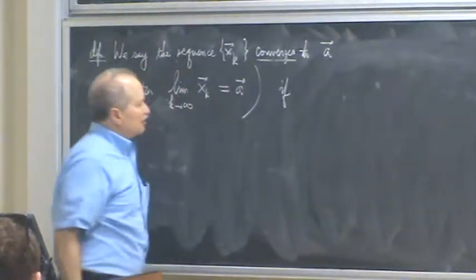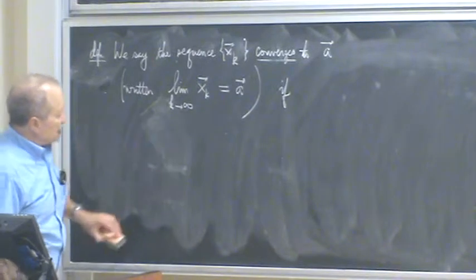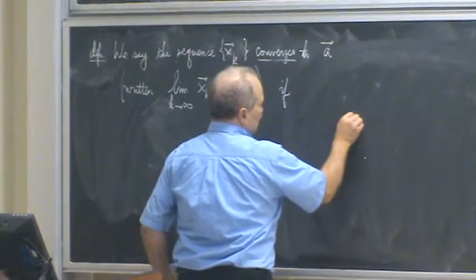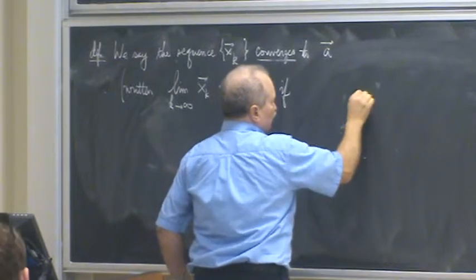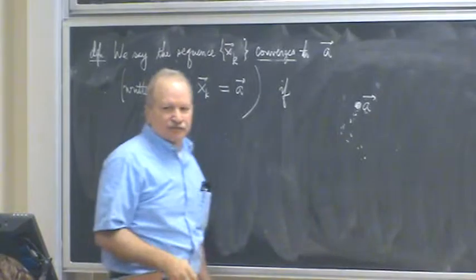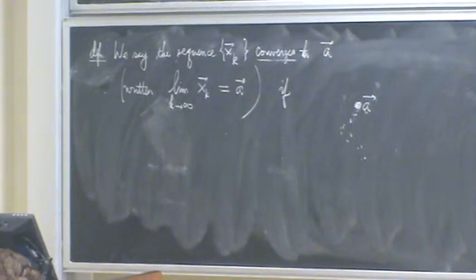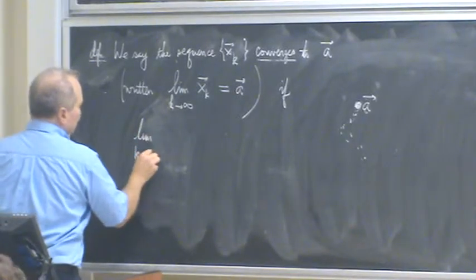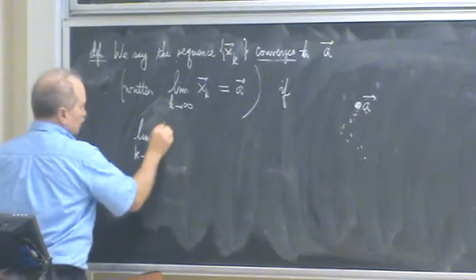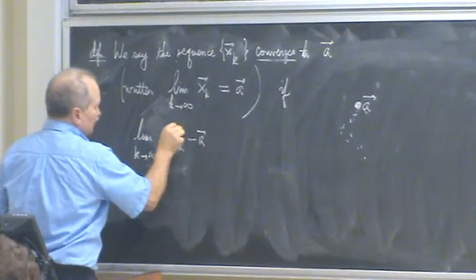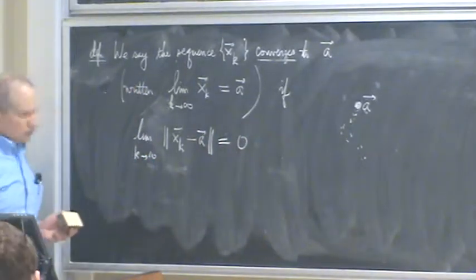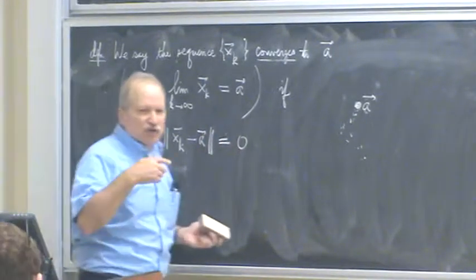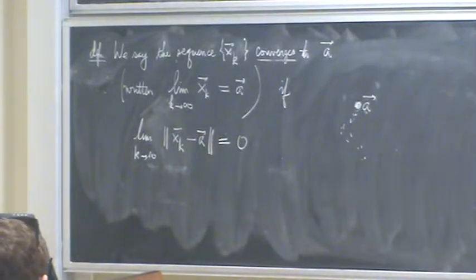If, so how can we restate that? If you have this sequence of vectors, it converges to this vector or point A, what should that mean? When the distance between xk and A is getting closer to zero. So as k goes to infinity, what should happen? The magnitude of xk minus A. Remember we said the way you decide if two vectors or two points in Rn are close is you look at the magnitude of their difference. So that's what you're doing here.